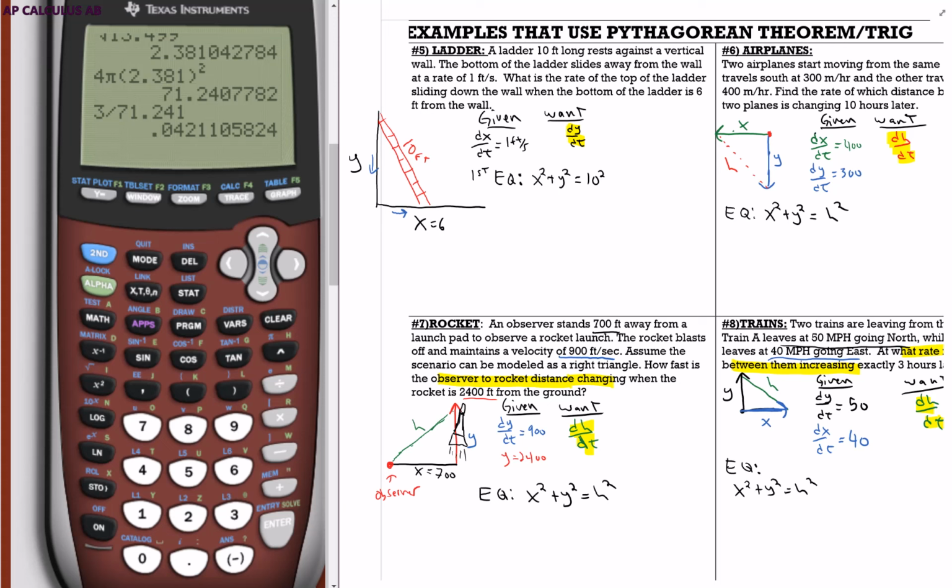Now, this is something that we need to talk about. Why was I able to go ahead and substitute 10 in there? The reason is because the ladder's length is a constant. It's not changing. It's not becoming a bigger ladder or a smaller ladder. It's the ladder that it is. So because it's a constant, I can go ahead and plug it in.